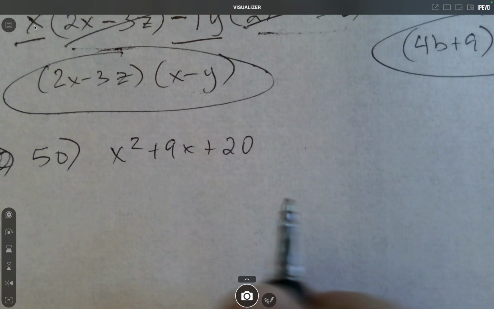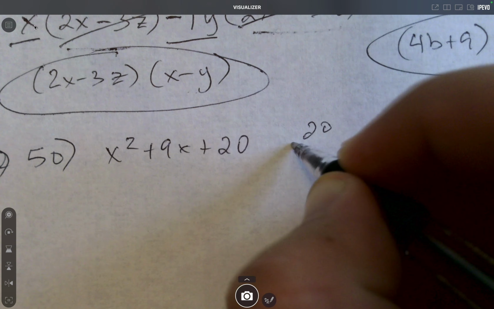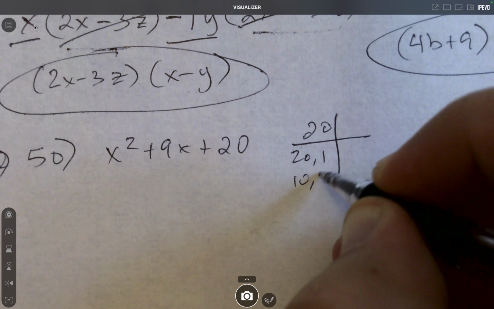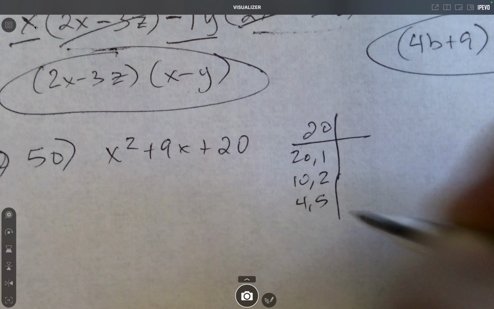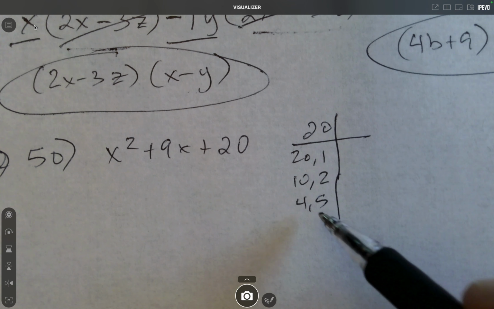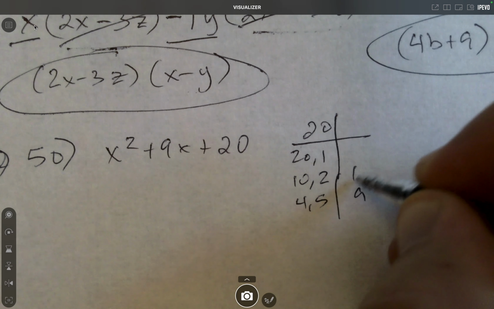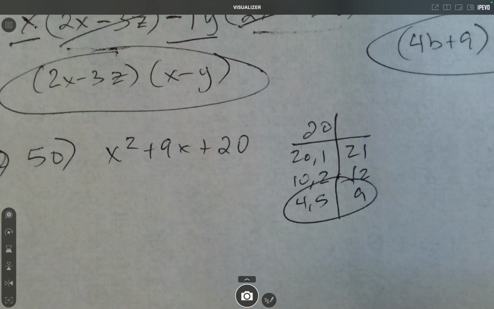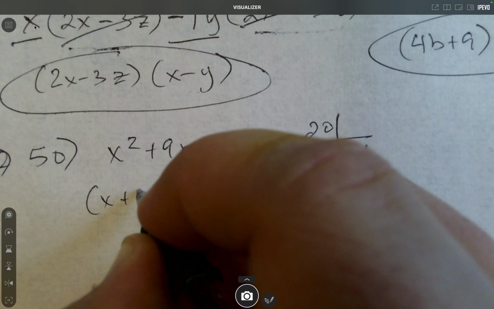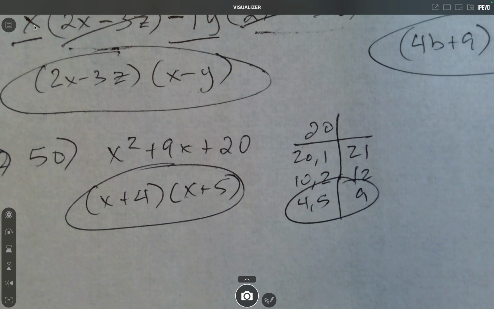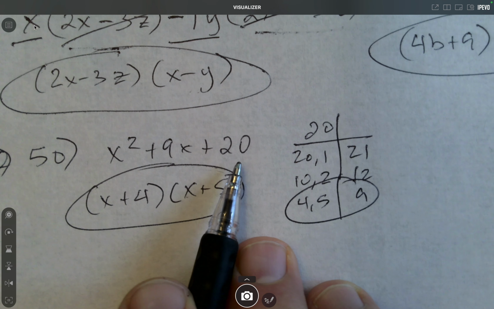So we say, all right, what multiplies to be 20 and adds up to 9. Now you don't have to list all of these. I did that just so you know it's okay if your first guess isn't right. If you can see right away, oh, that's going to be 4 and 5, that's great. You can just skip right to that. Then you would say x plus 4, x plus 5. And you're done, because 4 and 5 multiply to be 20 and add up to 9.